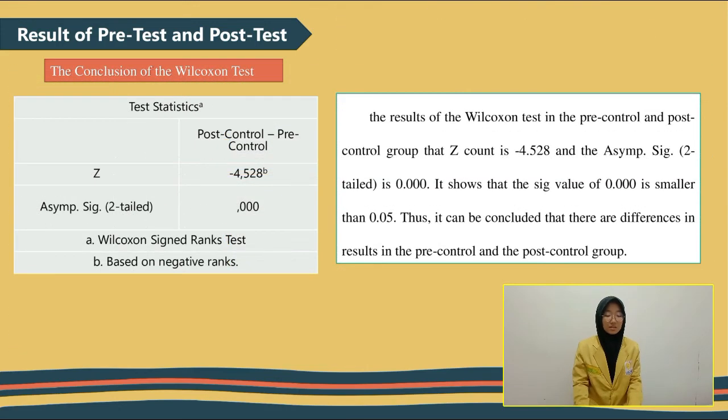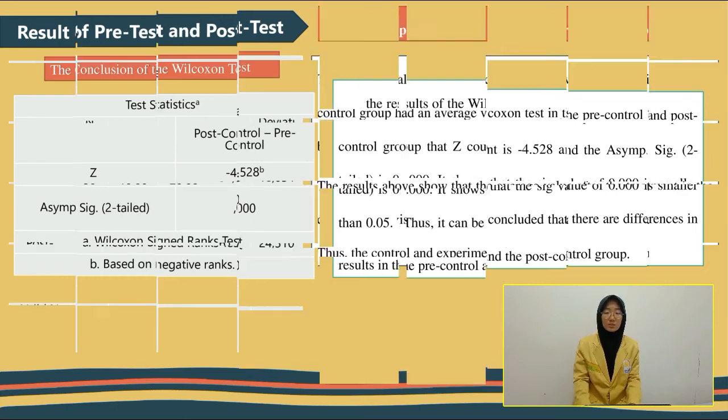Next, based on the table before, the conclusion of the Wilcoxon test based on the control data. The result of the Wilcoxon test for the pre-control and post-control group is that Z count is negative 4.528 and the significance total is 0.0. It shows that the significant value, 0.0, is smaller than 0.05. And it can be concluded that there are differences in results in the pre-control and post-control group.